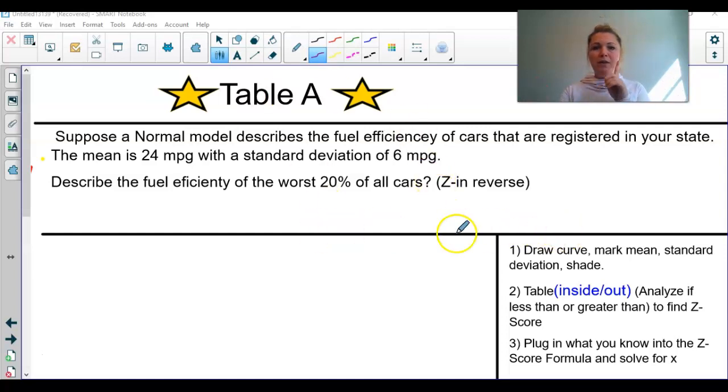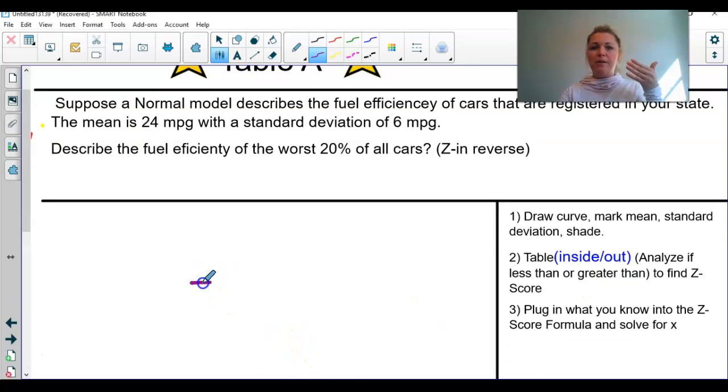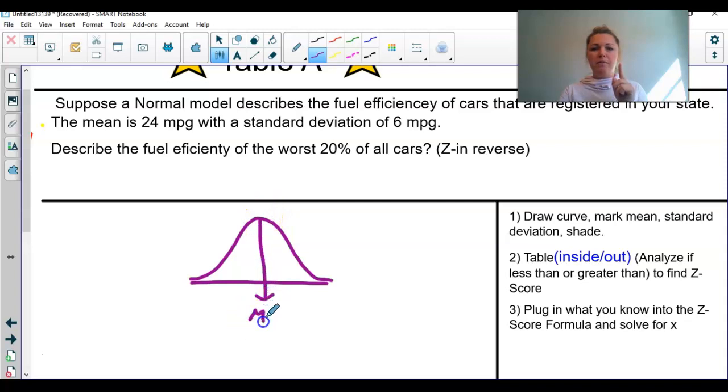Now, without even reading step 1, let's just try to think from our head. What have we been doing? We draw the curve. We put our mu. We put our sigma, standard deviation. Okay, now here's the catch. We don't have an observation. We want to know an observation, and that's a spelling error, I'm sorry. We want to know what car has a fuel efficiency of the worst 20% of all cars.